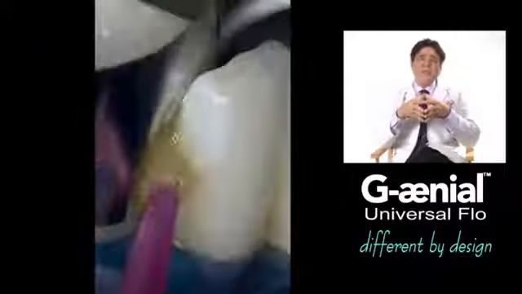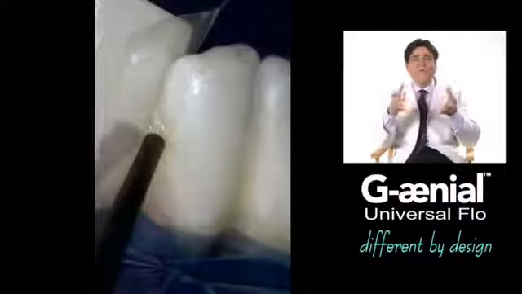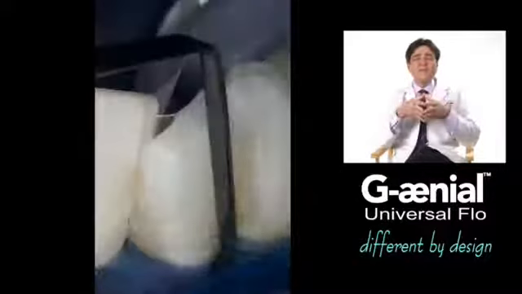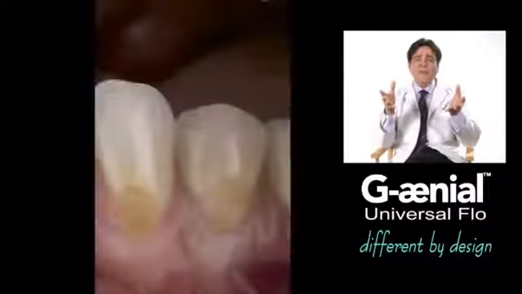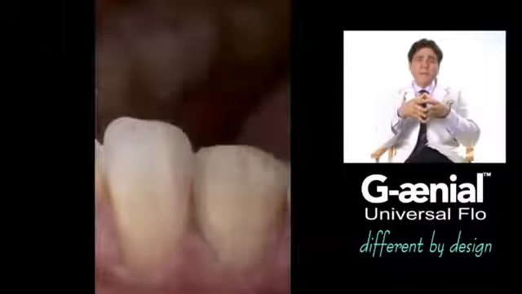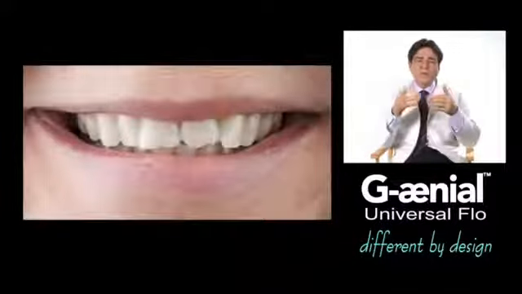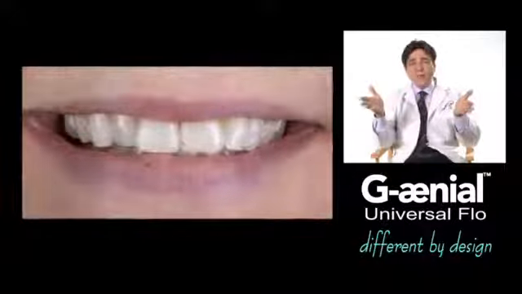Studies indicate that incremental layering techniques with these materials can be effective in reducing the effect of contraction stress and improving marginal sealing, and these materials can be used independently or in combination with conventional hybrid composite materials.